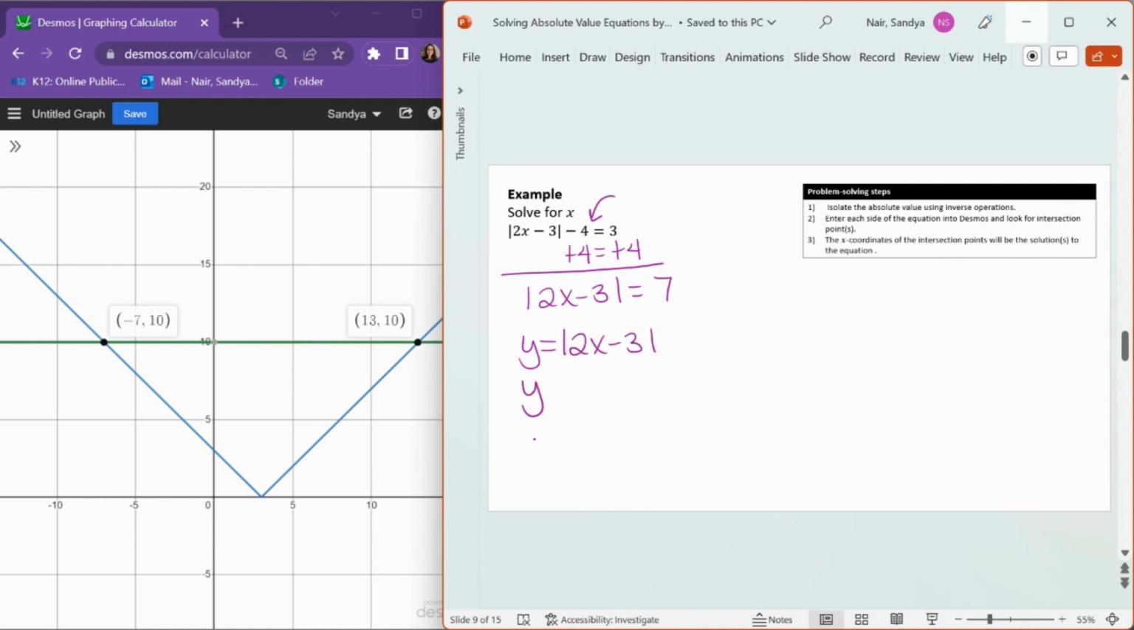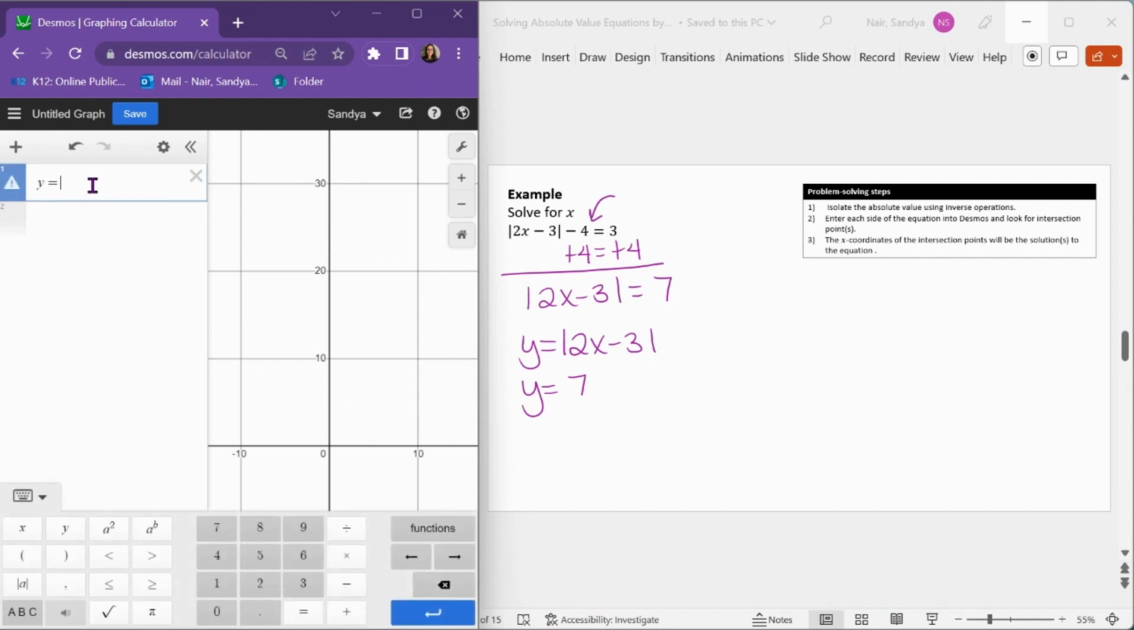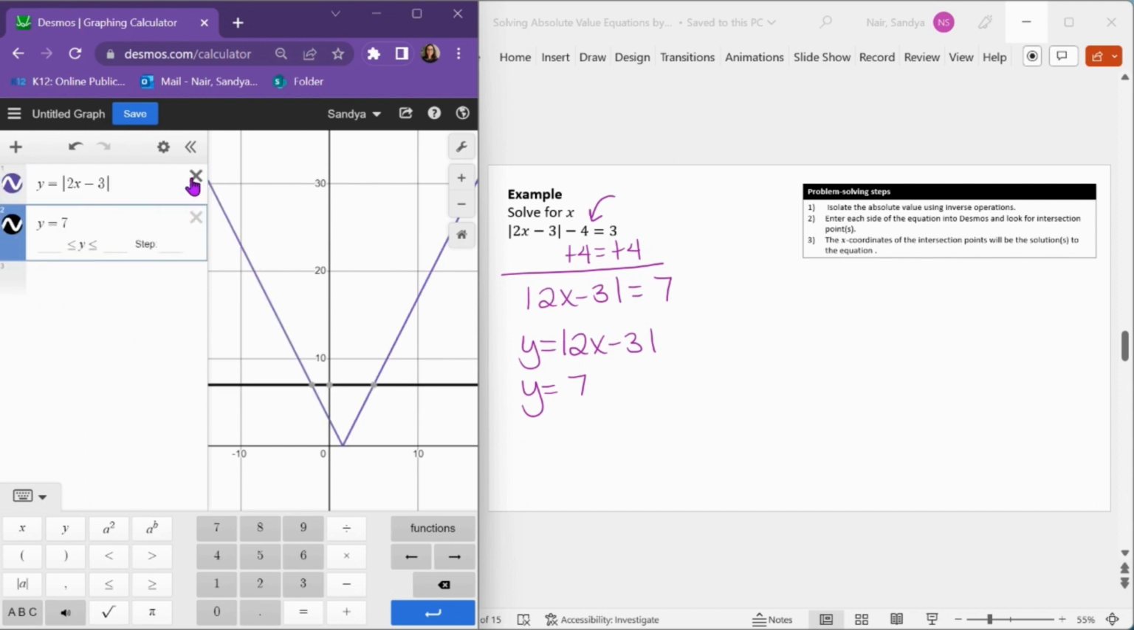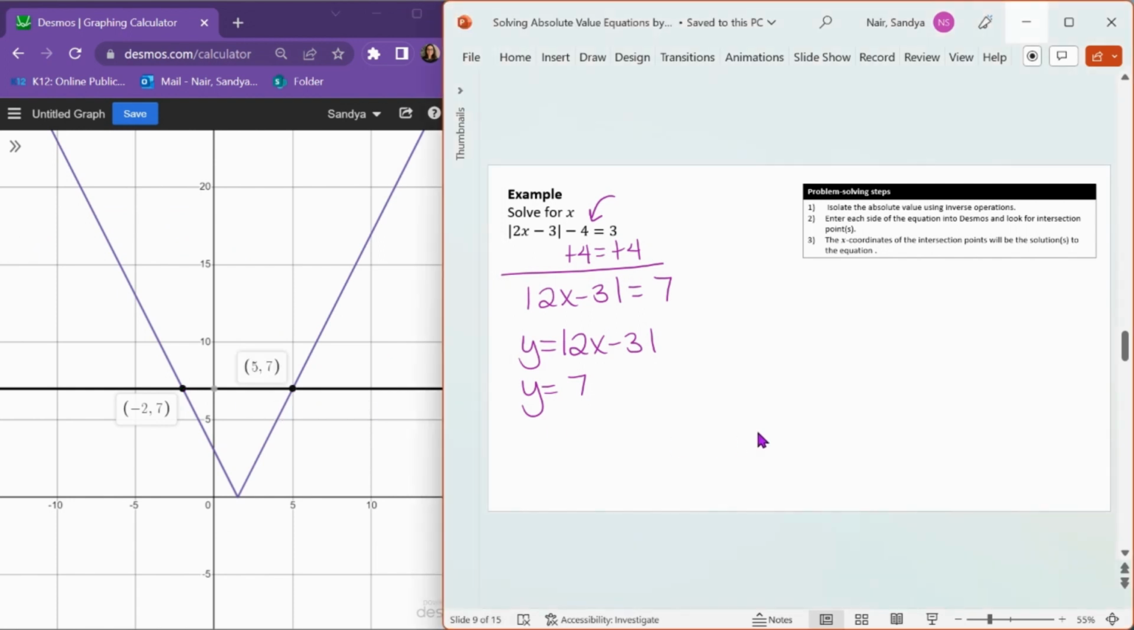One for each side. So I have y equals the absolute value of 2x minus 3 and y equals 7. So I'm going to go ahead and go to my calculator now and type those in. So I have y equals the absolute value of 2x minus 3, and then I have y equals 7. So now I'm going to click on those 2 points and find the solutions to my equation. So I have my solutions are x equals negative 2 and x equals 5. And so those are the solutions to this absolute value equation.